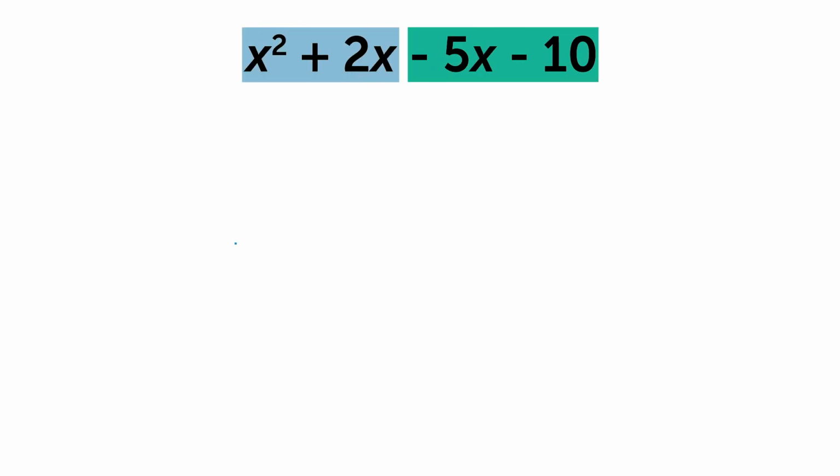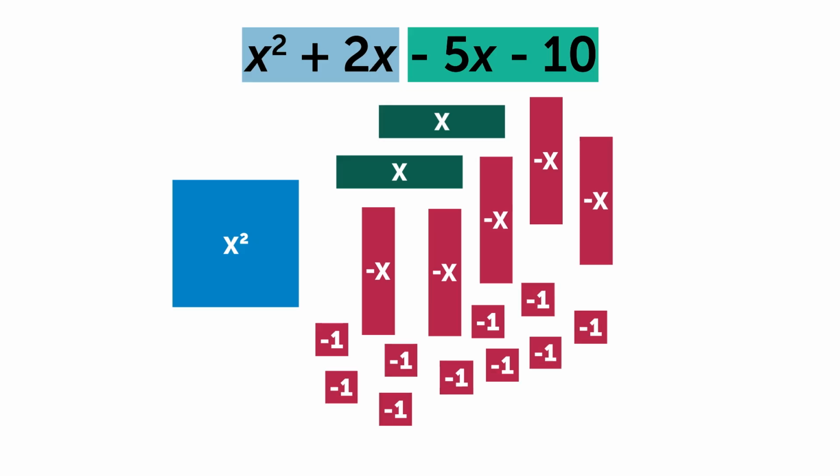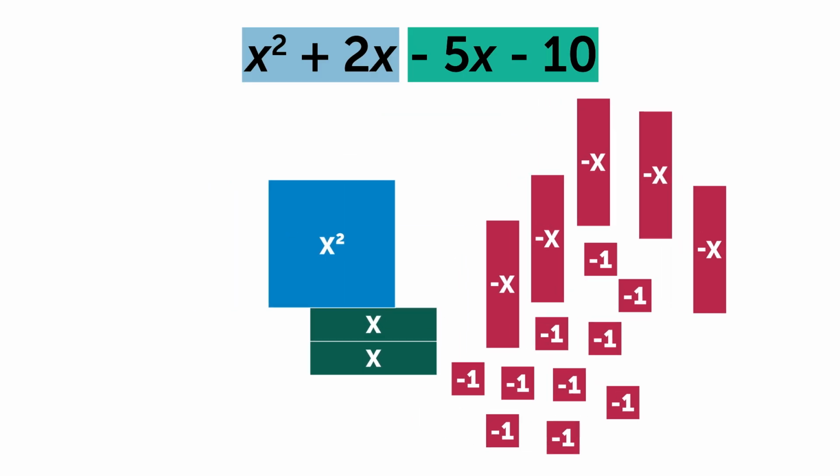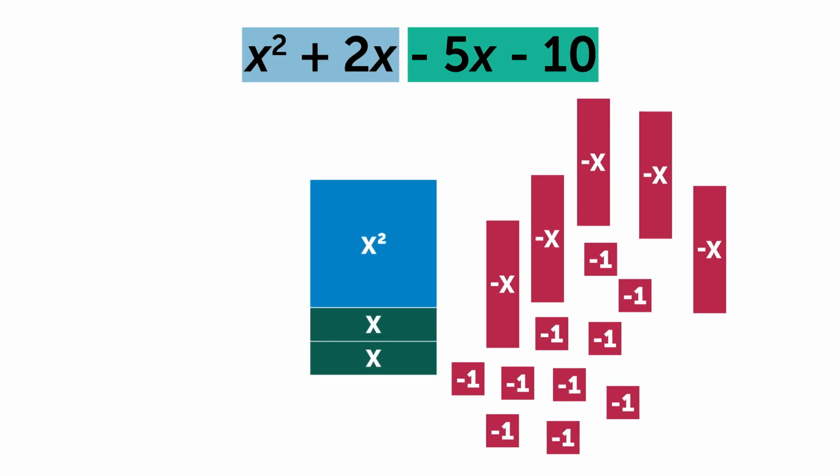Notice that when we select the tiles to use, we need the negative versions of our unit tile to represent negative 10. We also need negative linear tiles to represent negative 5x. Next, we must organize the tiles into a rectangle. To help us with the process, we may want to use our groups as a hint for how to arrange the tiles. Notice that the first group of tiles representing x squared plus 2x can be placed along one edge.